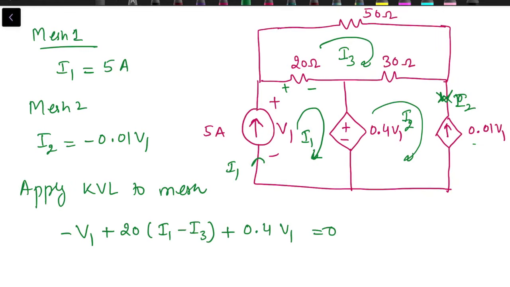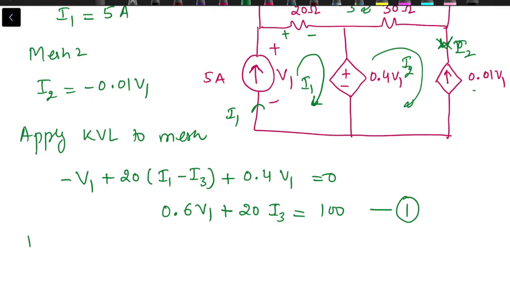When we substitute the value of I1 in this equation, so what we get? We will get the simplified equation as 0.6 V1 plus 20 I3 equal to 100. This is the equation after using the value of I1 as 5 ampere.